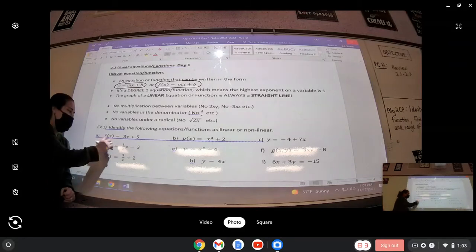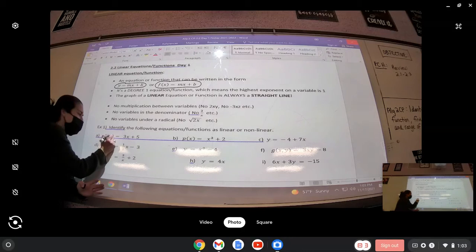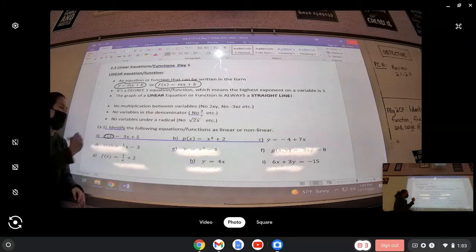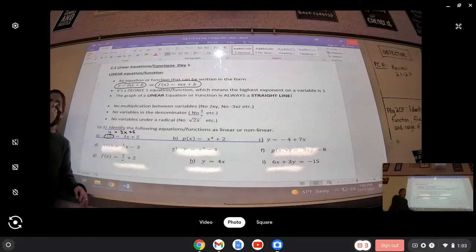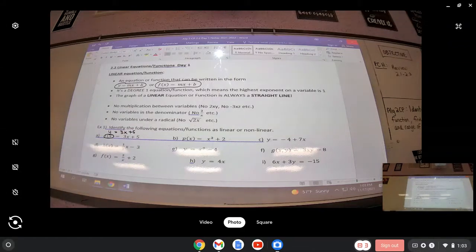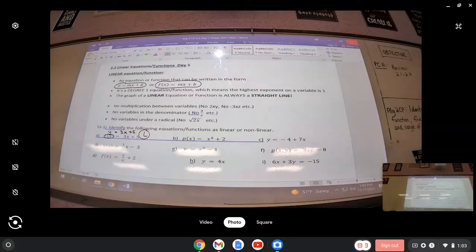All right, so look at the first one. What if they gave you the function f of x equals 3x plus 5? Well, guys, hold the phone. When you talk about f of x, who's f of x? That's y equals 3x plus 5. Is that mx plus b form? Yes. Is that a linear equation then, or a linear function? Yes. That's as nice and easy as an equation is going to get.